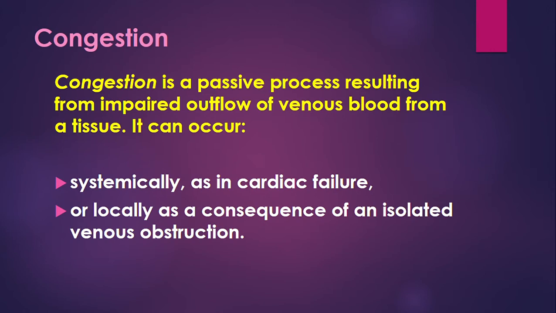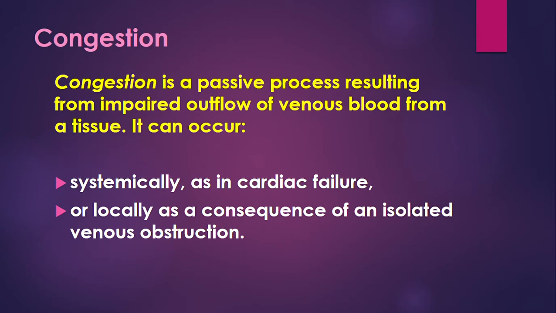Congestion results from impairment of the outflow of the venous blood from a tissue. Unlike hyperemia, which is due to arteriolar dilatation and increased blood in the arterioles as we took a moment ago, here there is impairment of the outflow of blood from the venous side, so there is dilatation of the venules and increased blood in the venules. The causes are either systemic causes or local causes.